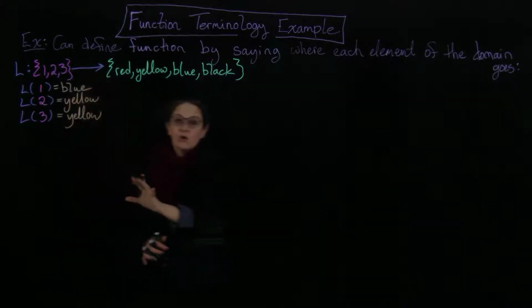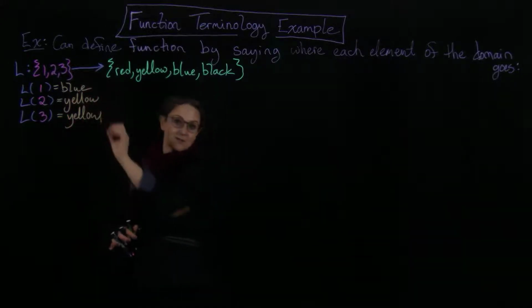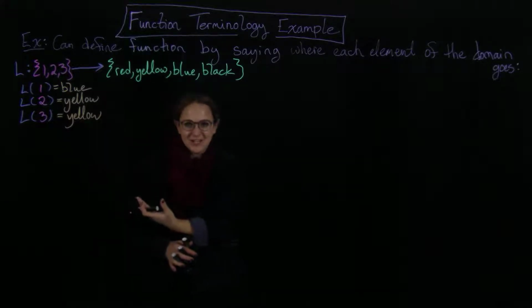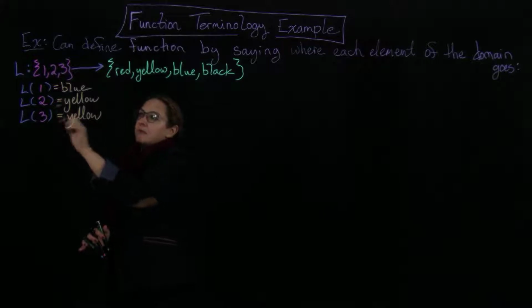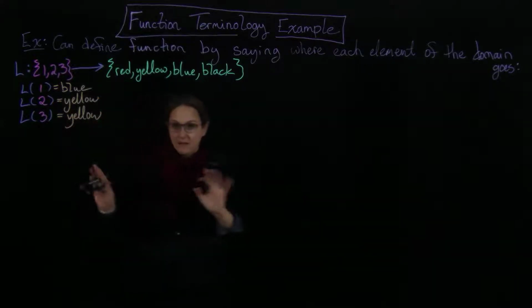And this is totally okay that I have 2 things going to the same place, right? That just means that it's non-injective. It's still a function. The problem would be if I said that L of 2 equals blue and L of 2 equals yellow. That would not be okay.